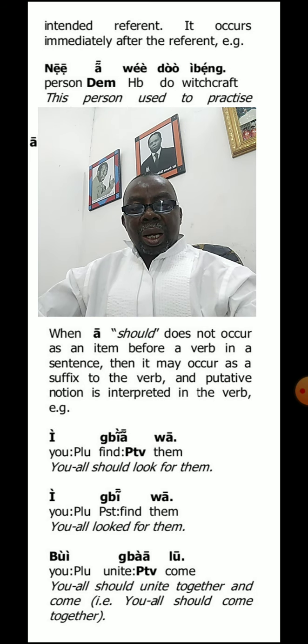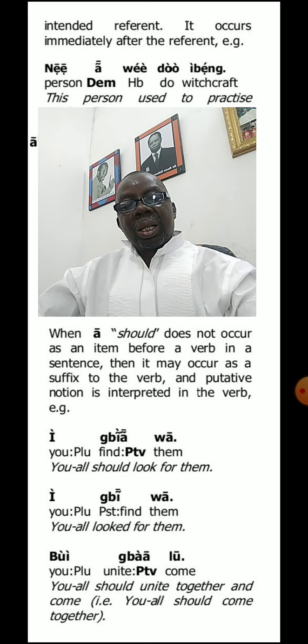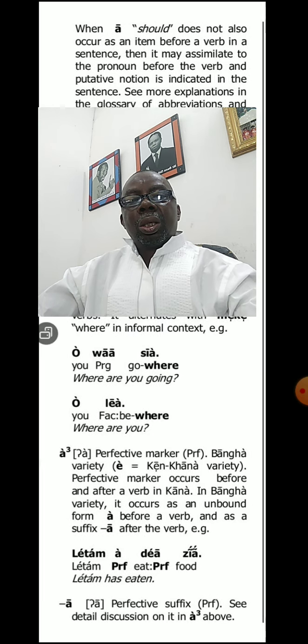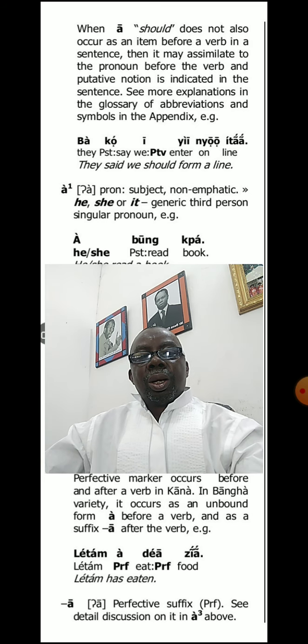You can also look at the last sentence on this page. "Bui balu," meaning you all should unite together and come, or you all should come together. The last letter of the word "ba," that second A, is what we are interested in this context.